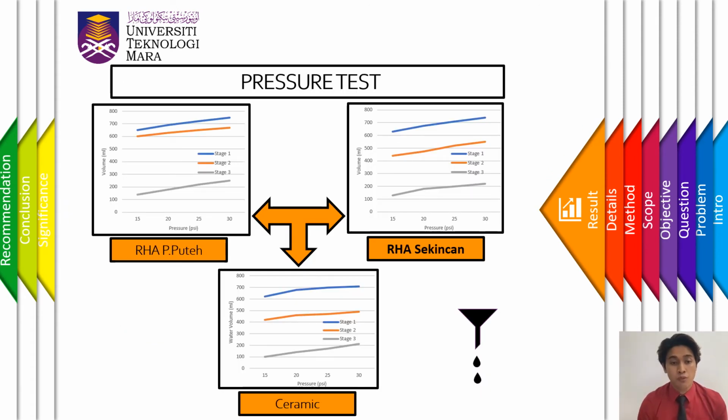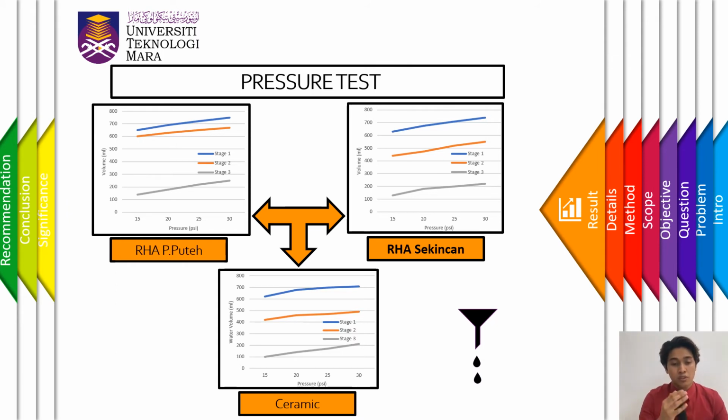This is the result for the pressure test. Overall, we can see that when the pressure increased, the volume of water that flowed into the filter casing also increased. For RHA Pasir Putih, there are some irregularities on the second stage of filters. It seems to have more capacity, with more volume of water flowing in compared to RHA Sekinchan stage 2 and ceramic stage 2. This may be due to a small crack on the filter surface of RHA Pasir Putih on stage 2.